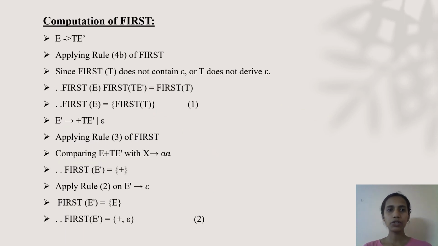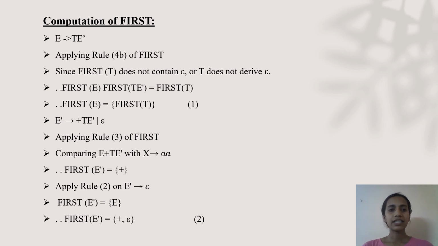Now we are going to compute the FIRST for the grammar. First let us consider E tends to TE dash. We are applying rule 4b of FIRST. Since FIRST of T does not contain epsilon, or T does not derive epsilon, therefore FIRST of E is equal to FIRST of TE dash, that is equal to FIRST of T. Therefore, FIRST of E is equal to FIRST of T. This is equation 1.